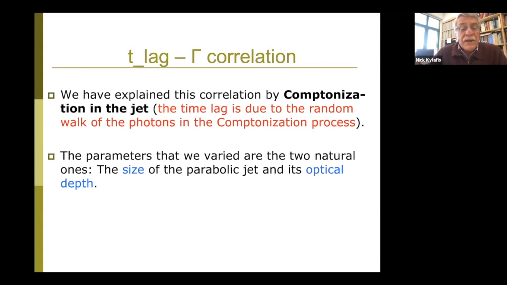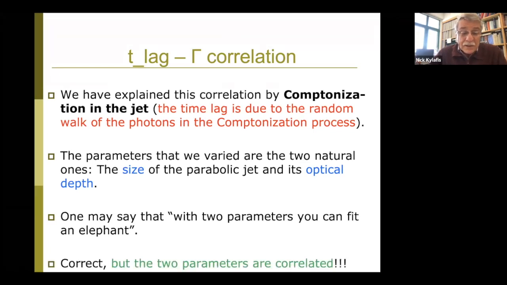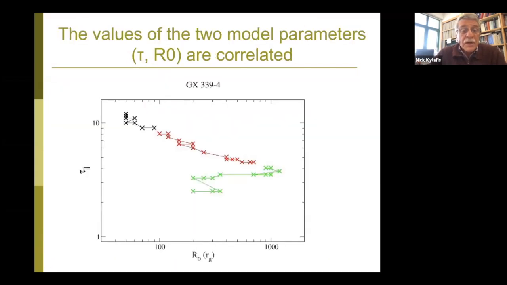What we did is, as I said, studied Compton upscattering in the jet. And the parameters that we varied are the two natural ones, the size of the jet and its optical depth. And one may say that with two parameters, you can fit an elephant. Correct, but the two parameters are correlated. We found for this source that the optical depth and the size of the jet are correlated. So it's basically one parameter.